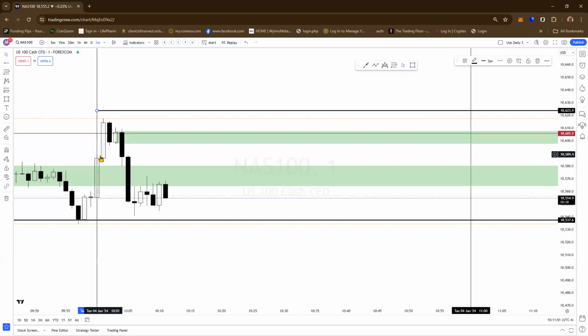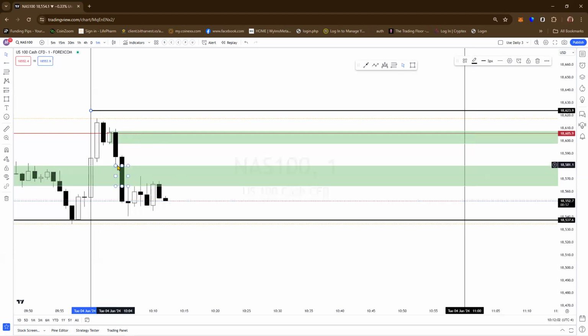Because between this wick and the wick down here, that's also considered a fair value gap. Okay, this is the order block. This is a fair value gap. So I entered the trade at the fair value gap. I saw that it did bounce off there.